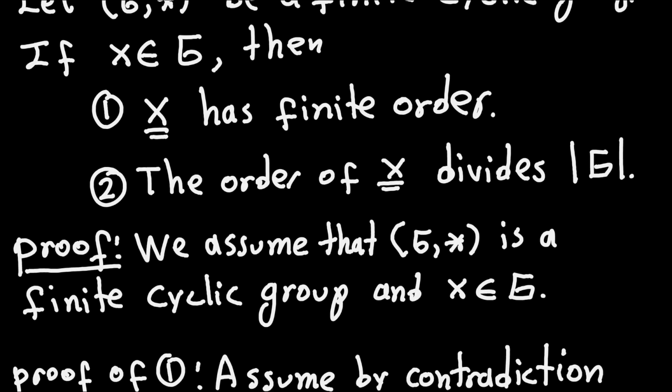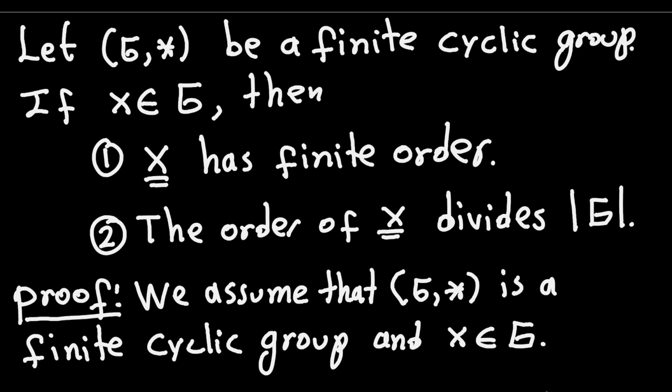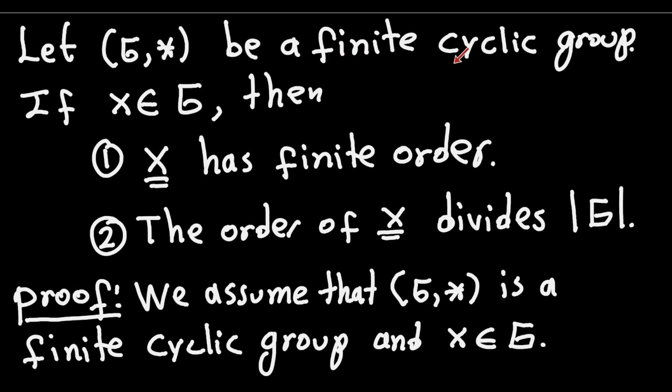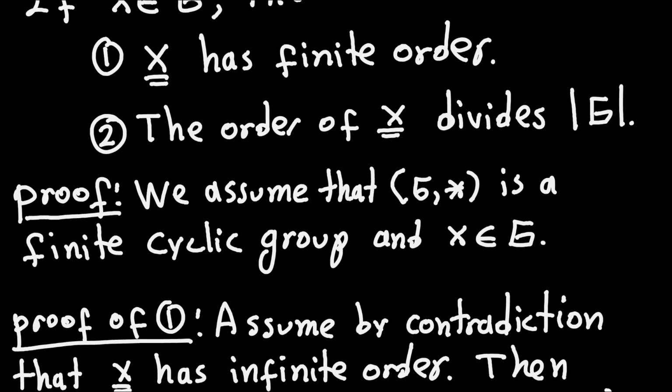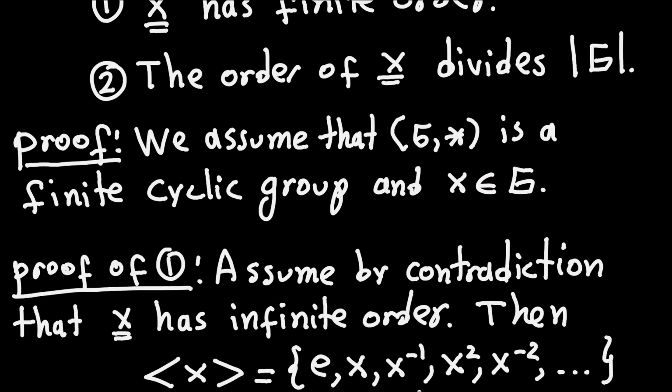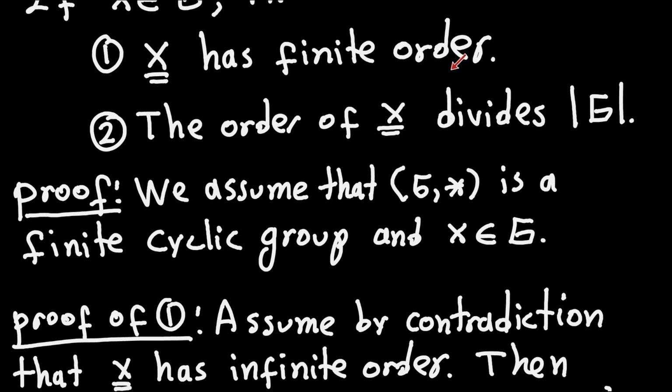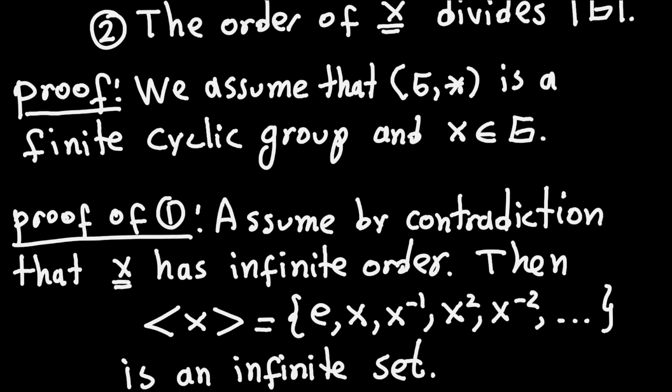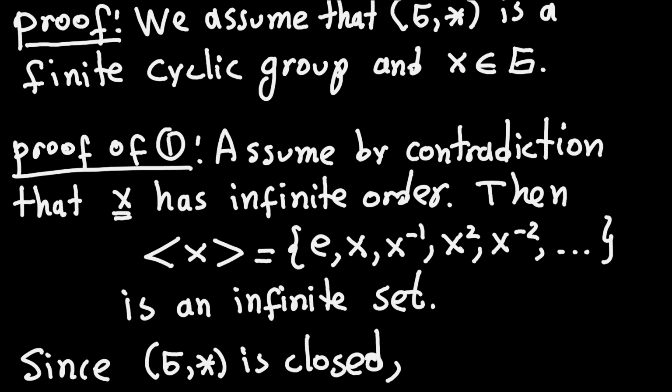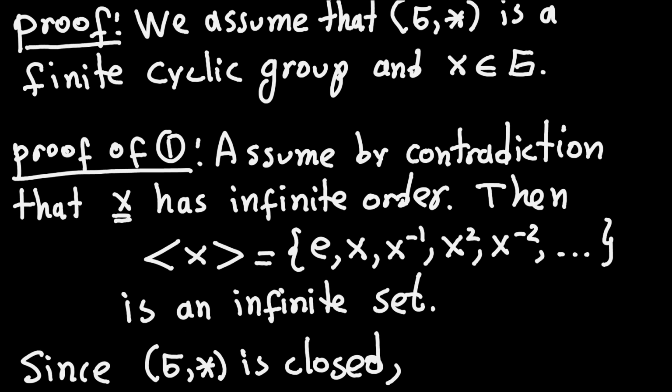Alright, so let's look at the proof. To prove this, of course, we have to assume that we have a finite cyclic group, and let's take an arbitrary element of G. So let's prove number one. I have to prove that X has finite order. The way we're going to go about the proof is by contradiction. So we assume by contradiction that X has infinite order, the opposite of finite order. So let's suppose that X has infinite order.